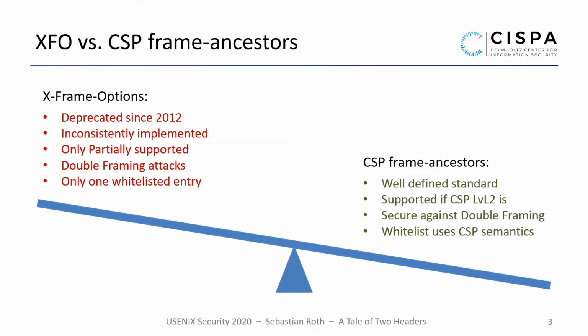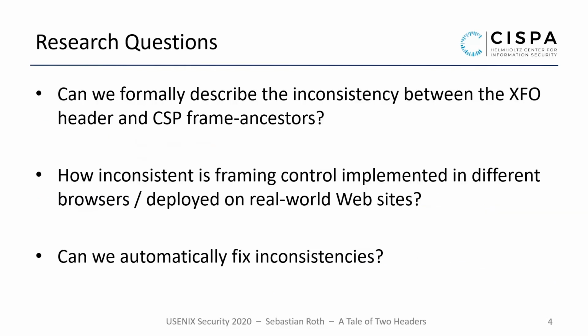In order to fix these issues, CSP introduced the frame-ancestors directive in level 2. With this new directive, framing control can be done in a well-defined, secure and usable way. However, the problem now is that web developers may choose to use any of these two mechanisms or a combination of them to protect their web application. Given this complexity and the diverse levels of support for framing control, this potentially gives rise to inconsistencies. Those inconsistencies were the main motivation for this work.